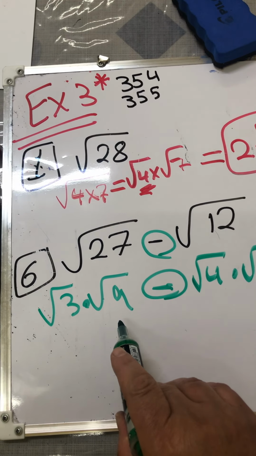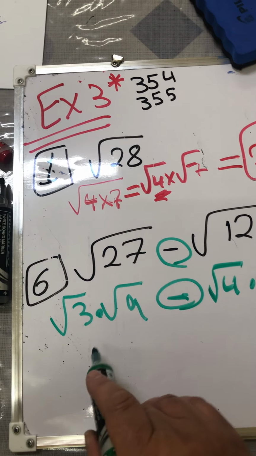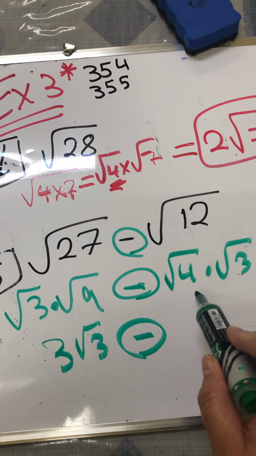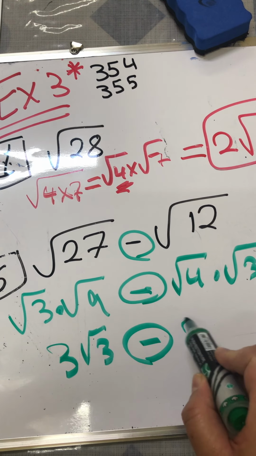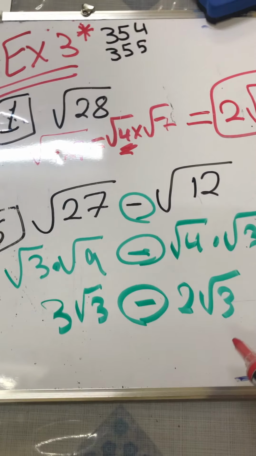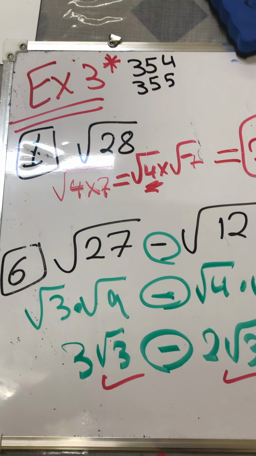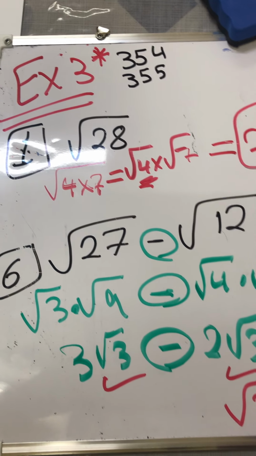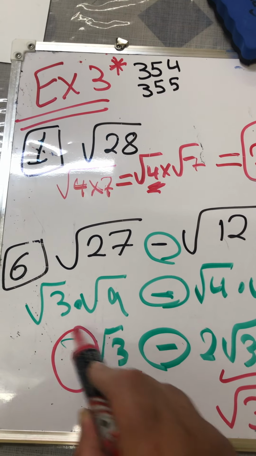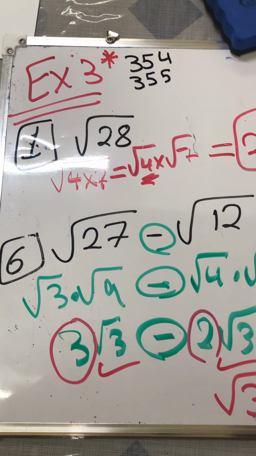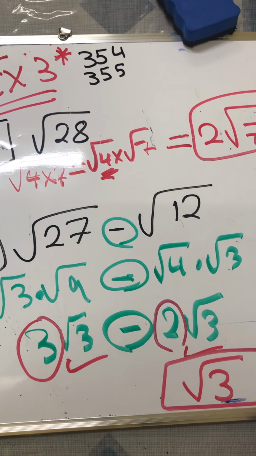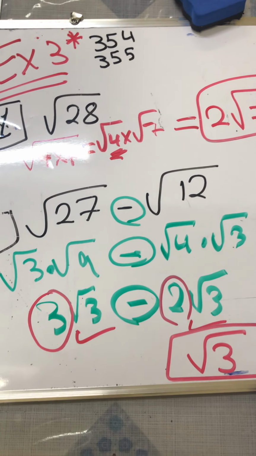Now, square root of 9 equal 3. 3 multiply square root of 3, minus square root of 4 equal 2. 2 multiply square root of 3. Yes, now I can subtract because I have the same root. I'll write it just one time, square root of 3, and 3 minus 2 equal 1. So the answer, no need to write 1. The answer is square root of 3, like this.